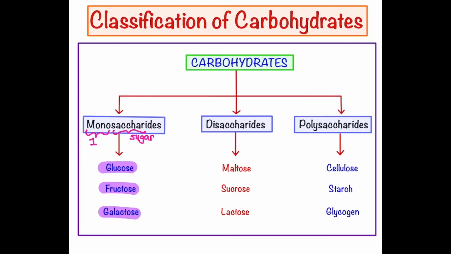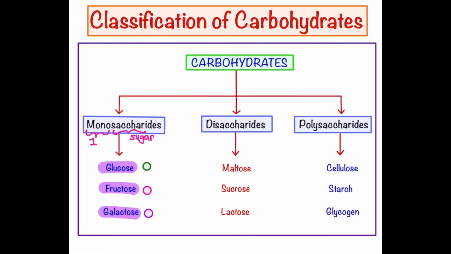Now let's give the color code for all three monosaccharides. I am going to give green color for glucose. For fructose, I am going to use pink color. And for galactose, I am going to use purple color. These are the monosaccharides, meaning single sugar, one sugar only. That's why I am drawing one circle only for glucose, fructose and galactose.